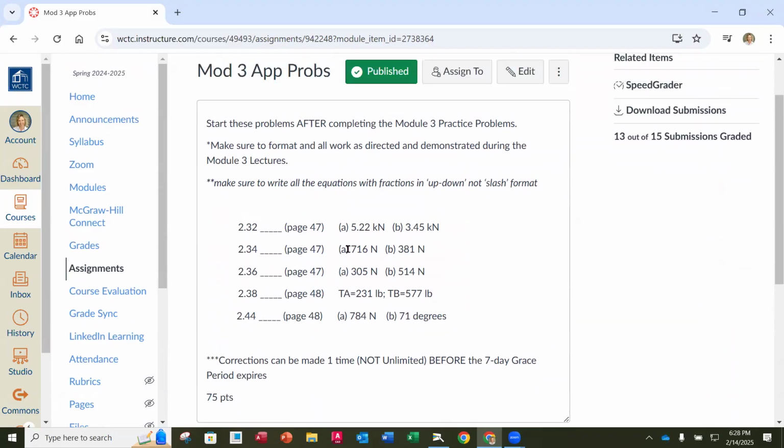In this case, this was looking at equilibrium of concurrent force systems. Okay, equilibrium of concurrent force systems. Now, concurrent force systems means the same thing to us. It means that we are working with forces that have a common point, okay?